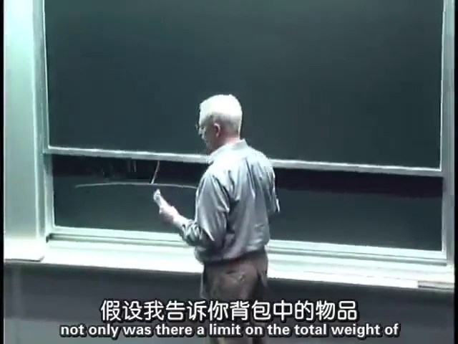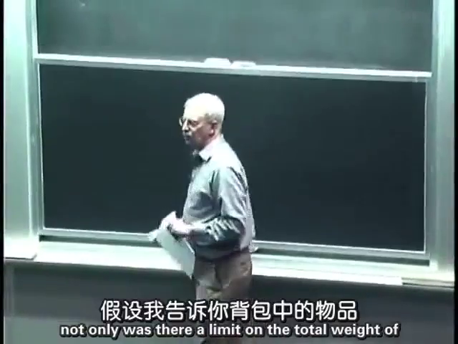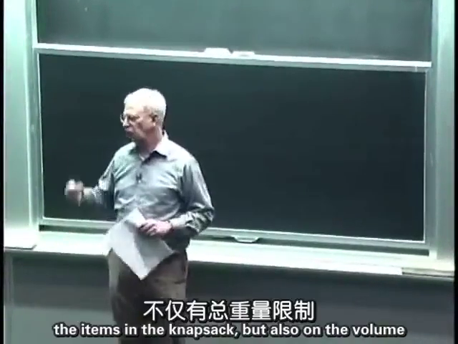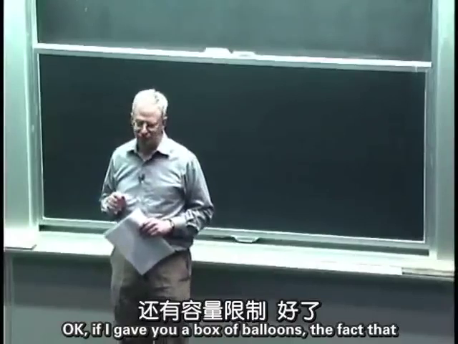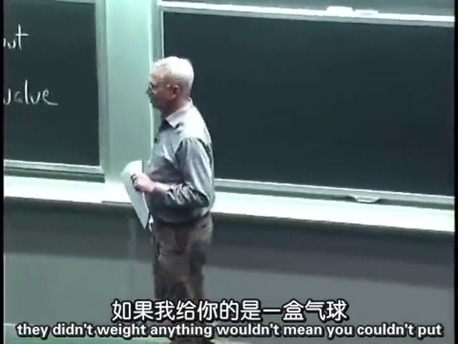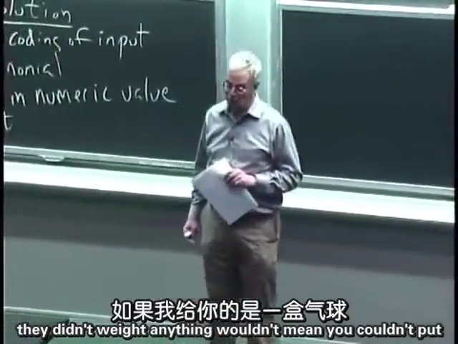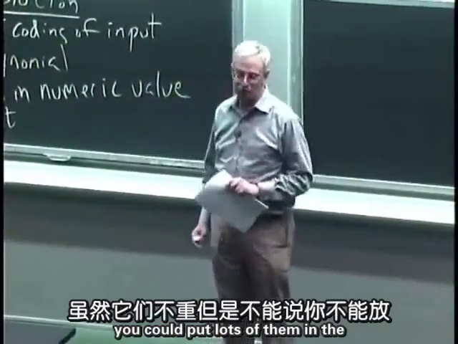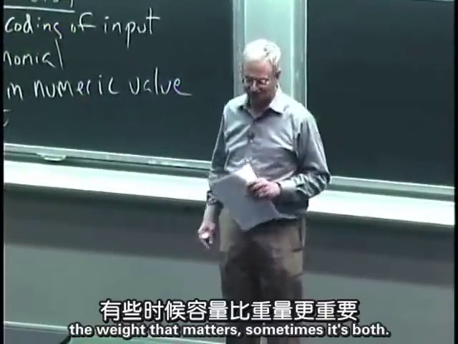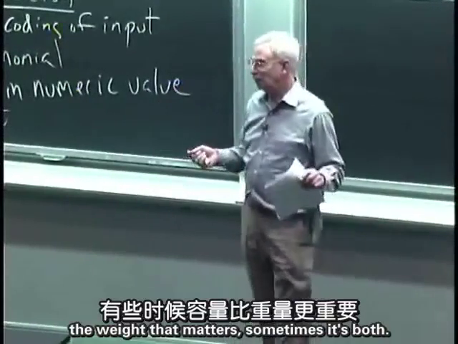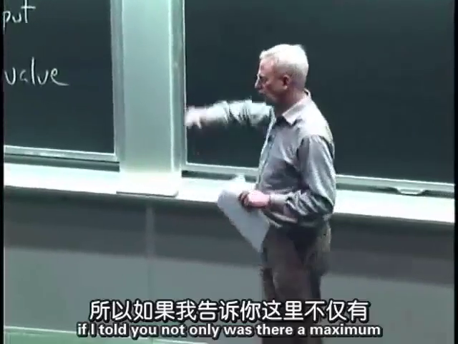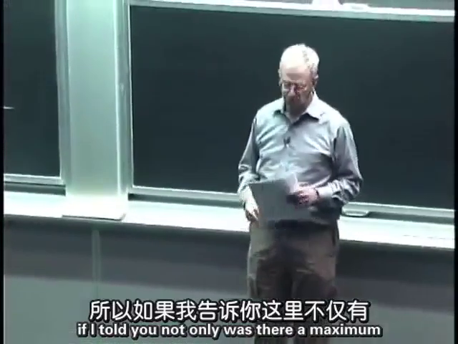Suppose I told you that not only was there a limit on the total weight of the items in the knapsack, but also on the volume. Okay? If I gave you a box of balloons, the fact that they didn't weigh anything wouldn't mean you could put lots of them in the knapsack. Right? Sometimes it's the volume, not the weight, that matters. Sometimes it's both. So how would we go about solving this problem if I told you not only was there a maximum weight, but there was a maximum volume?